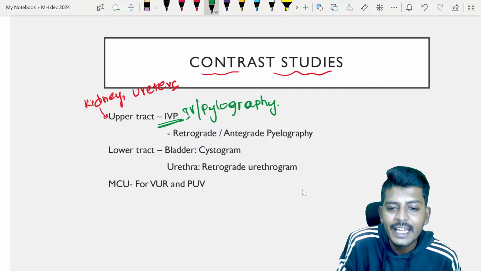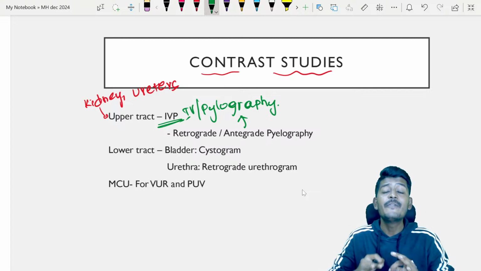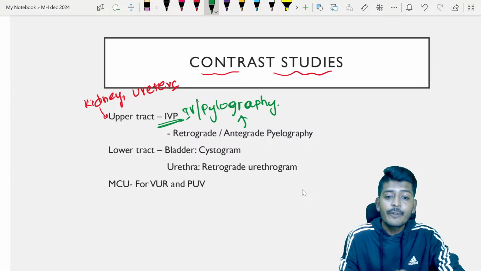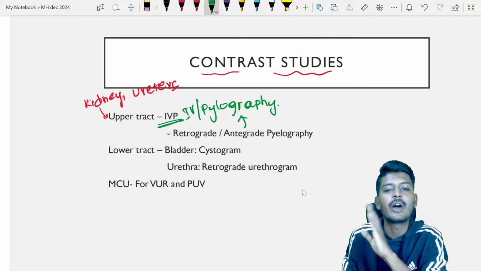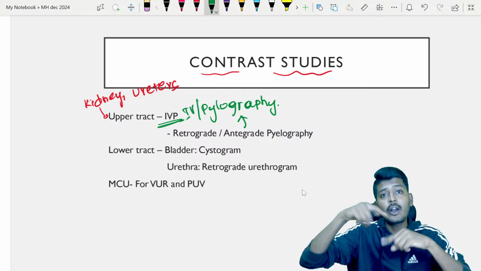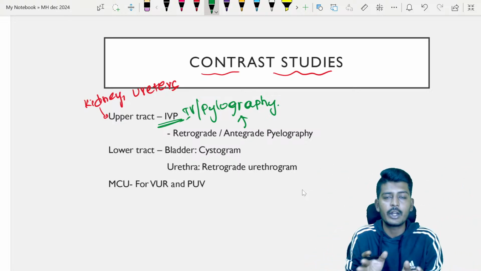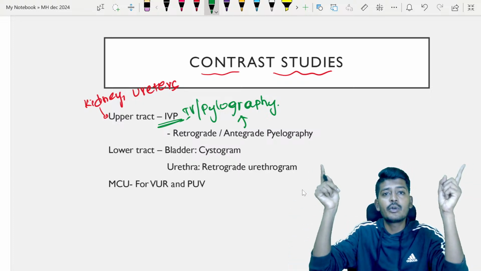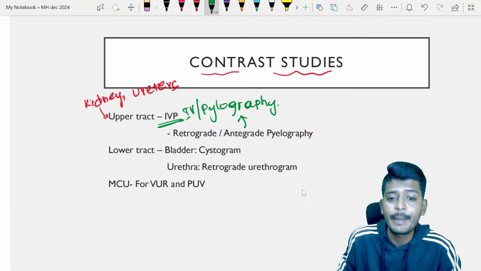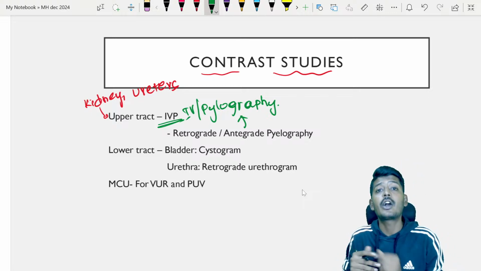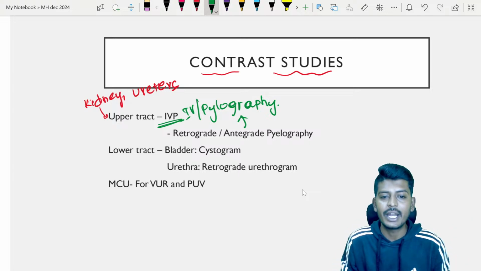It is a type of anterograde investigation. What do I mean by anterograde? In the direction in which urine flows, if the contrast also flows in the same direction as urine, then we call it an anterograde investigation. Normally urine goes from kidney to ureter, ureter to bladder to urethra. If the contrast also goes from the kidney, ureter, bladder and into the urethra, it is anterograde. If you send the contrast from the penis into the bladder, so it is going in a reverse direction, then I'll call it a retrograde investigation.